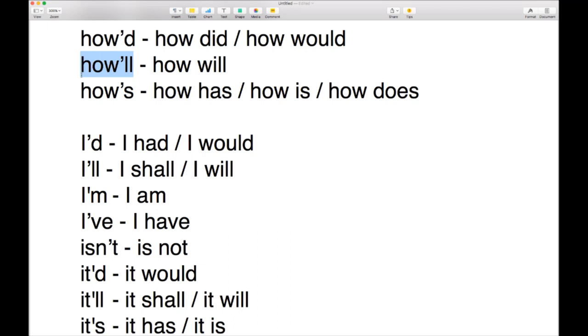The next one is how'll, how'll. And this is short for how will. So if you say to me, Anna, I am going to learn English in 2 whole weeks. Just 2 weeks and I will be fluent in English. And I will be like, well, how will you do that? How will you do that when you're so busy with your job? Okay, so how'll, and that's a dark L as well. Quite a difficult one, actually.